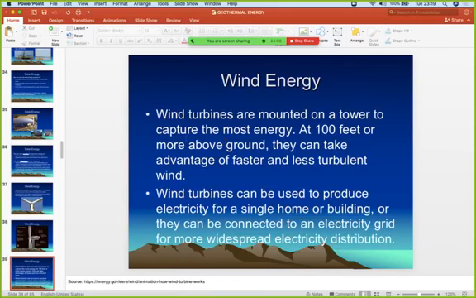So wind energy. Wind turbines are mounted on a tower to capture the most energy at 100 feet, that is 30 meters or more above ground. They can take advantage of faster and less turbulent wind. So wind turbines can be used to produce electricity for a single home or building.